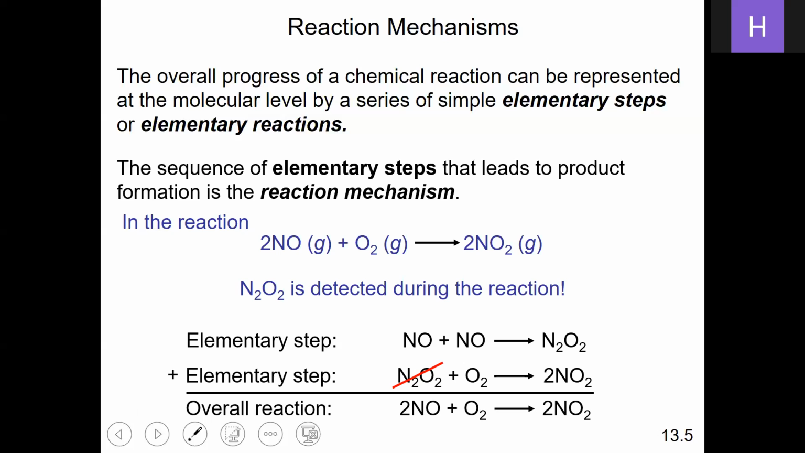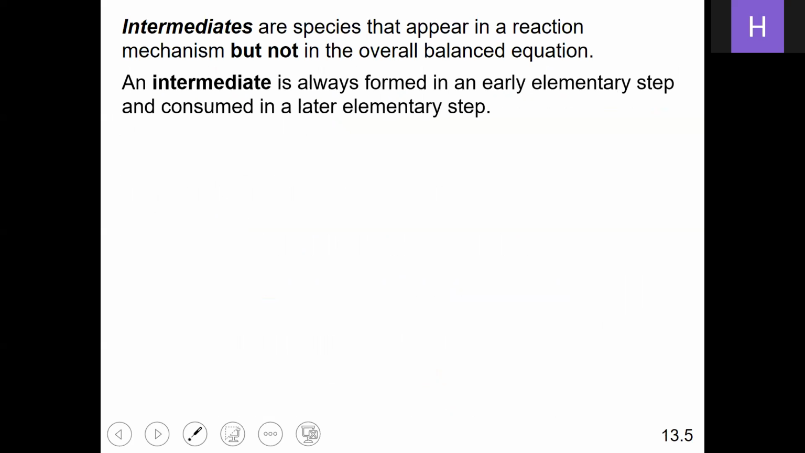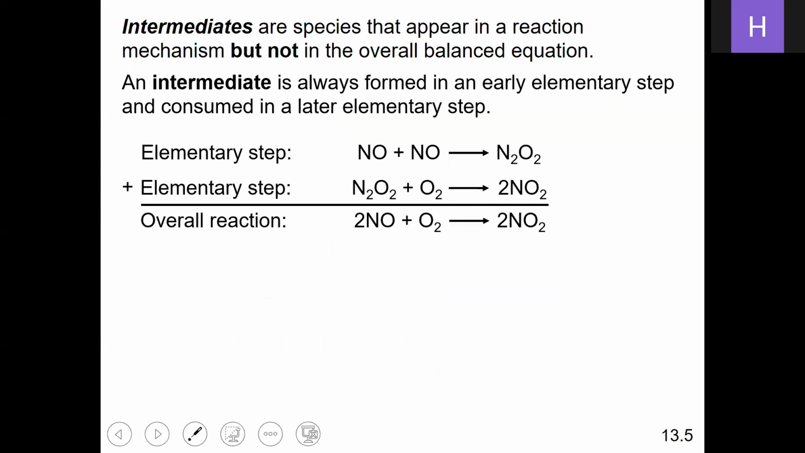Something that is a product early and is consumed later is called a reaction intermediate. Reaction intermediates can always be canceled, and they never show up in the overall balanced equation. Let me say it again. Reaction intermediates are species that show up early, in an elementary step, and are consumed in a later elementary step, and are never shown in the overall balanced equation because they always cancel out. So N2O2 is our reaction intermediate in that given equation.